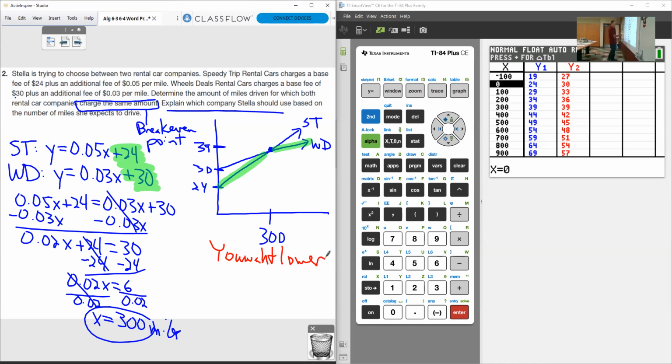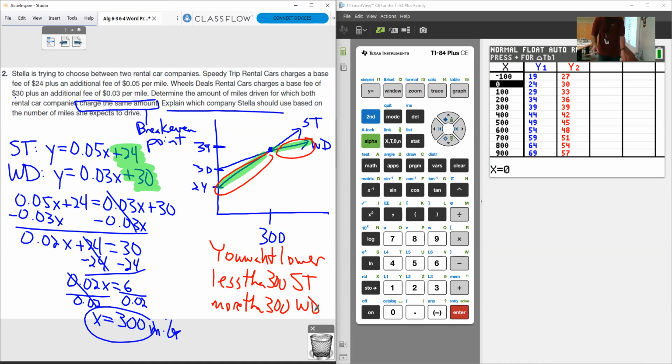So if it is less than 300 miles, you want this one, which is Speedy Trip. And if it is more than 300, which is this amount, you want Wheels Deals. And again, you can see that in your table as well. You really have to make sure that you pay attention to what the question is asking you for. Is it asking you for the lower amount or is it asking you for the upper amount, the higher amount?